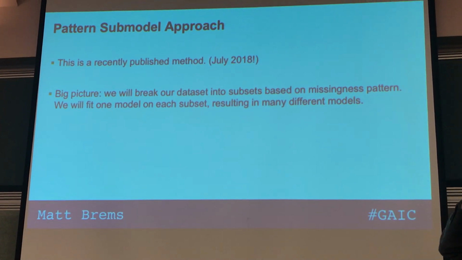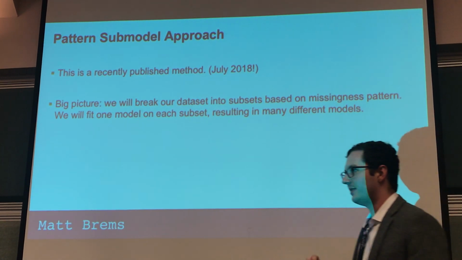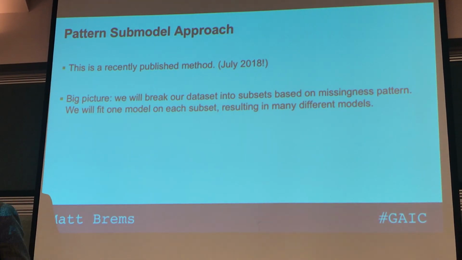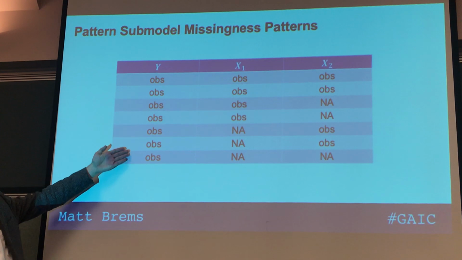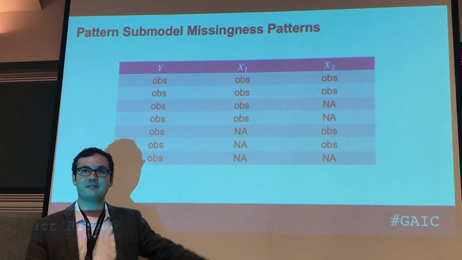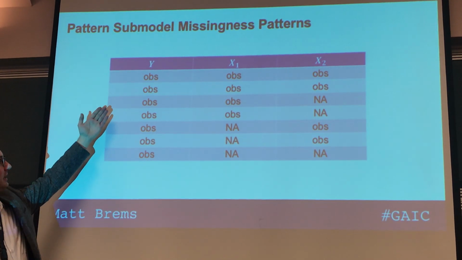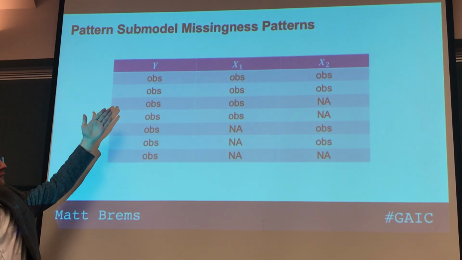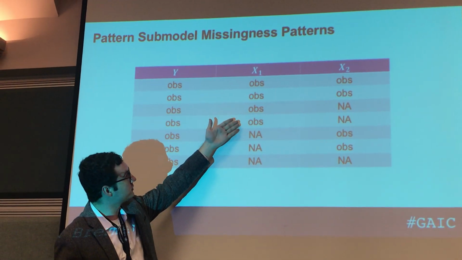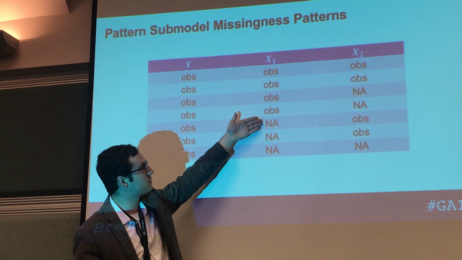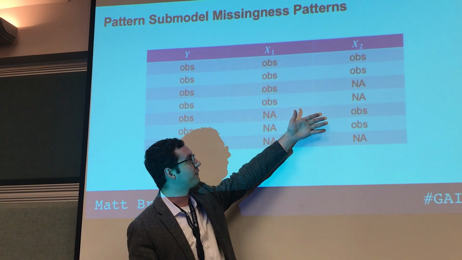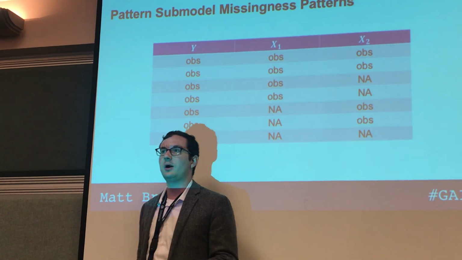And we're going to fit one model on each missingness pattern. What I mean by that: I've got this data set here, I have my y values, I have x1, and I have x2. So 3 variables in my data set. For y, I've observed all of my data. For x1, I've observed the first 4 values and not the last 3. For x2, I've observed 4 values and I'm missing 3 of them as well.